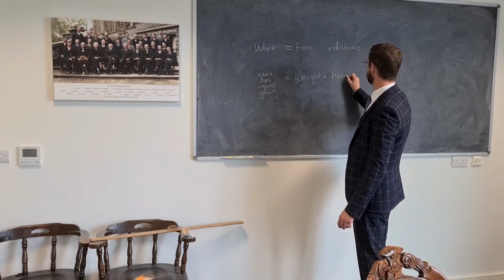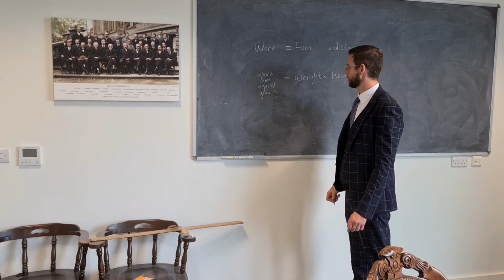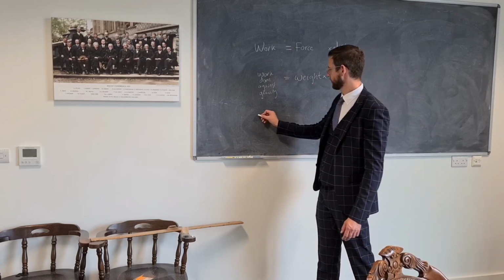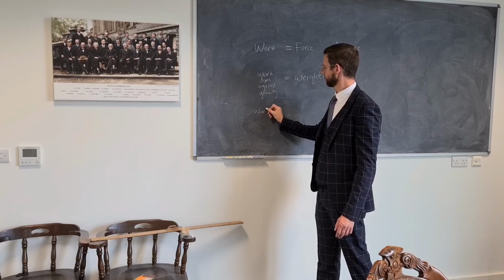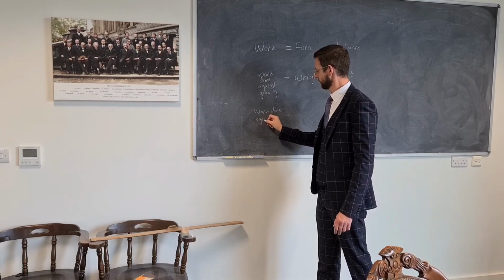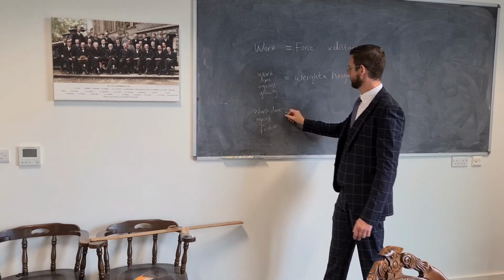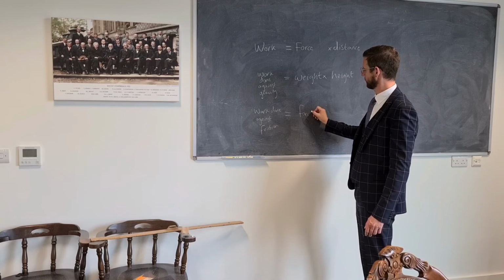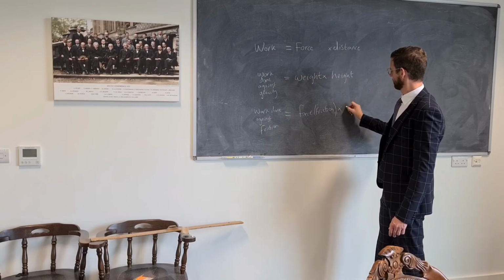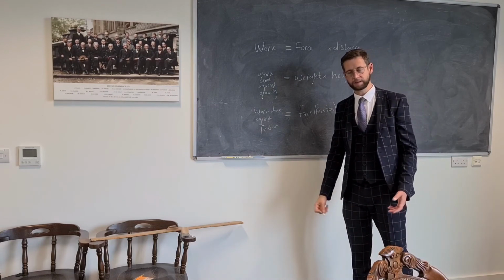And you should notice that these two equations are exactly the same. Work being equal to force times distance, and the work done against gravity being equal to weight times height. But what about those other situations we had? So work done against the friction of the carpet, well, that would be equal to the force of friction multiplied by the distance over which she's experiencing that friction.